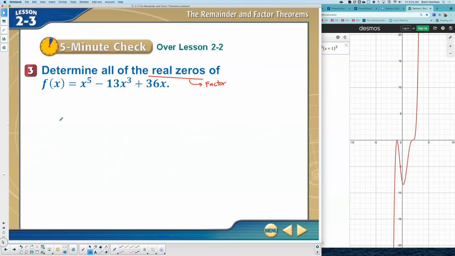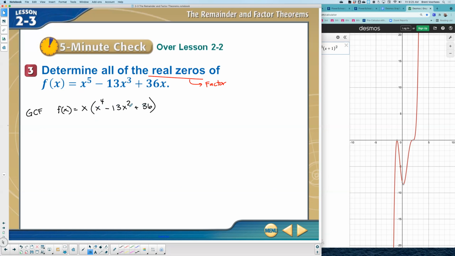The first type of factoring that's the easiest is GCF. Check and see, is there a greatest common factor? What is shared all the way across? X. So you'd factor out the x first. I'm dividing out 1 power of x, so I'll have x to the 4th minus 13x squared plus 36. I have the greatest common factor out, the x. It's the opposite of distribution.